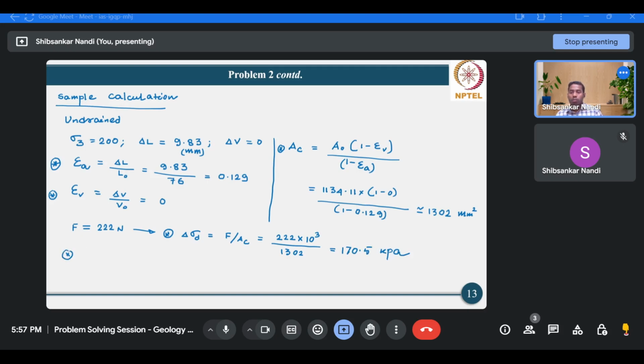So sigma 1 would be sigma 3 plus delta sigma d, which is 200 plus 170.5, so 370.5. Now your u equals 0. Sigma 1 prime is 370.5 and sigma 3 prime equals 200.